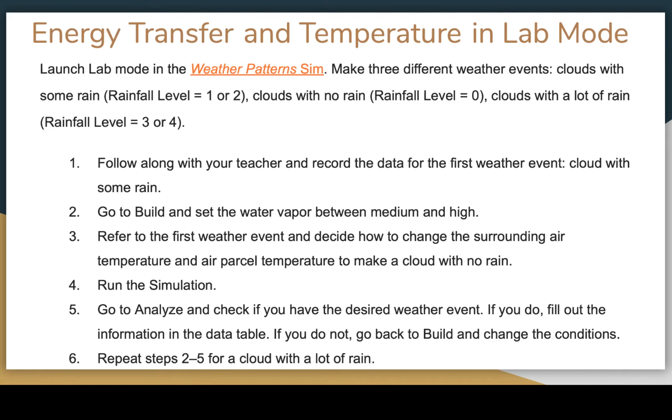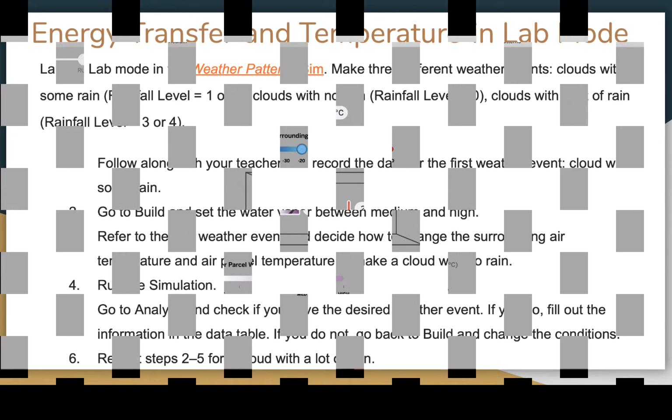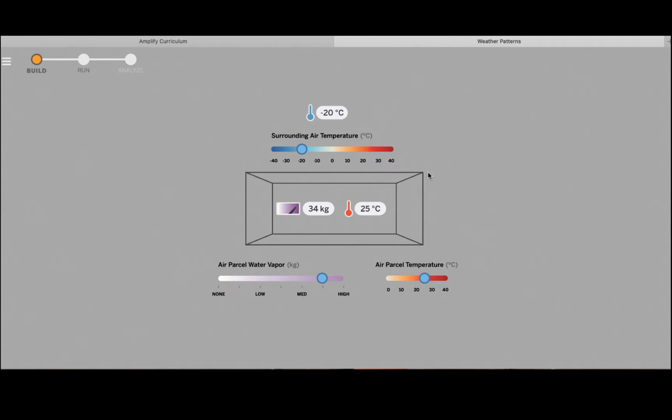I'm going to go along and give you the first set of data, and then after that you're going to have to build your own weather events following the instructions that you're going to see on tab 3. So let's go ahead and bring up the sim. So here is our sim. Today, I'm going to do the first trial, and you are going to do the last 2 tests where you're going to be changing the water vapor and the air temperature.